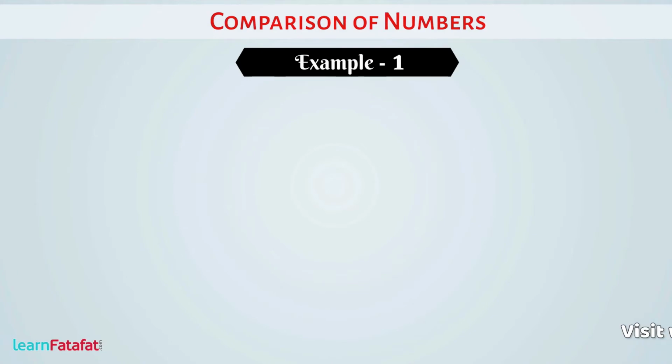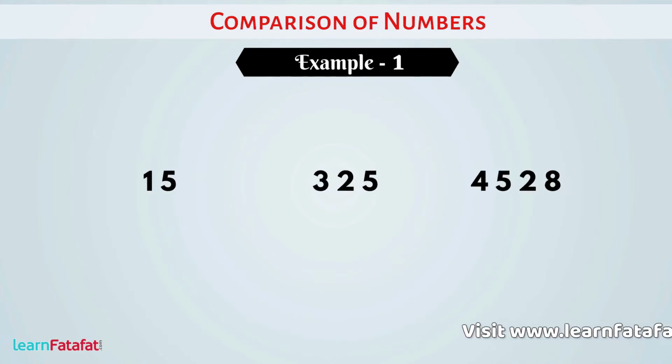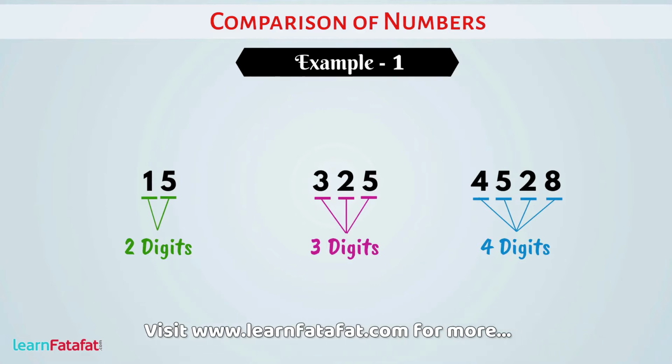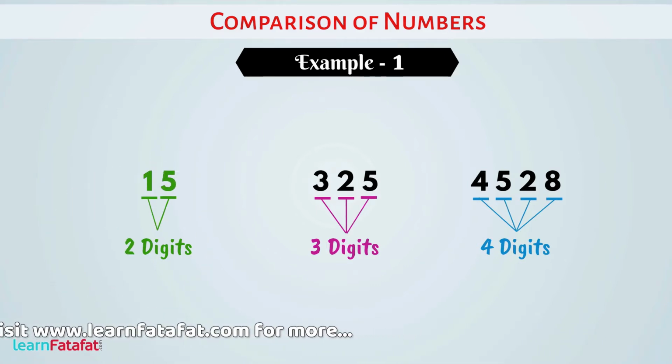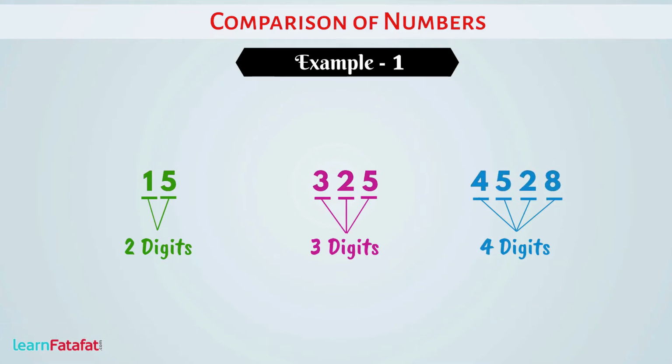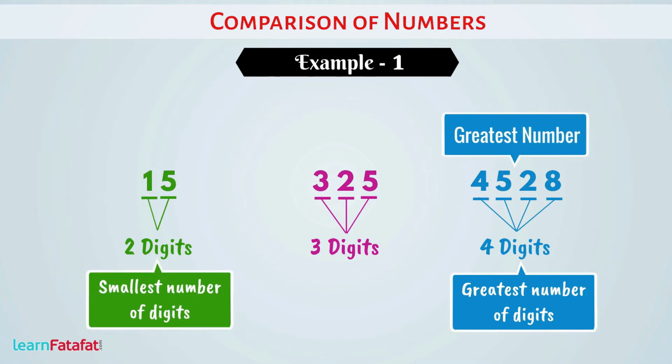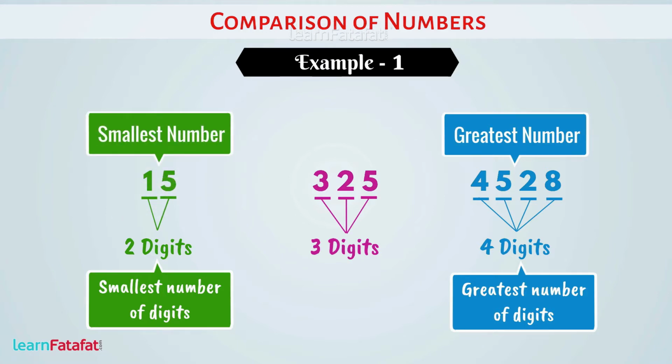is smallest number. Example: compare these numbers. Count the number of digits in each number. There are 2 digits in 15, 3 in 325, and 4 in 4528. 4 digits are greatest number of digits, so 4528 is the greatest number. 2 digits are smallest number of digits, so 15 is the smallest number.